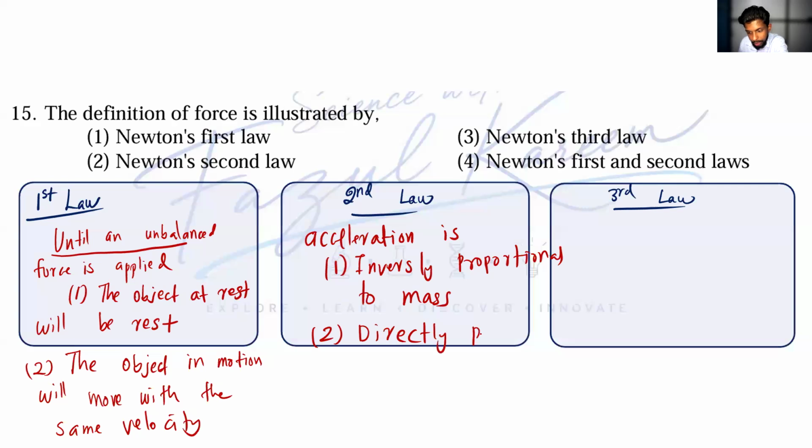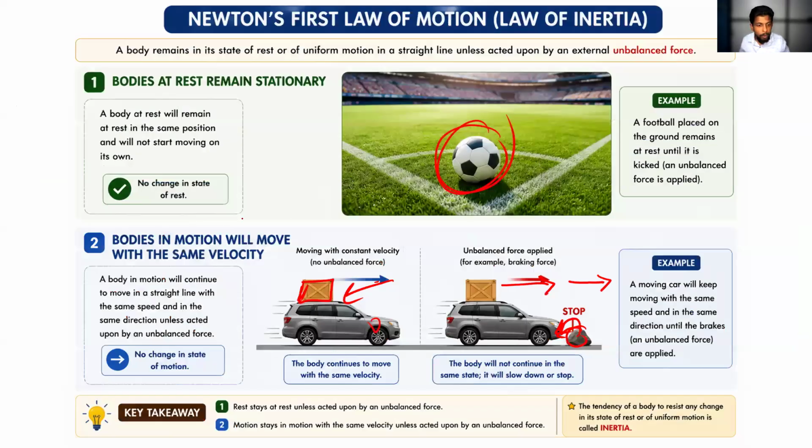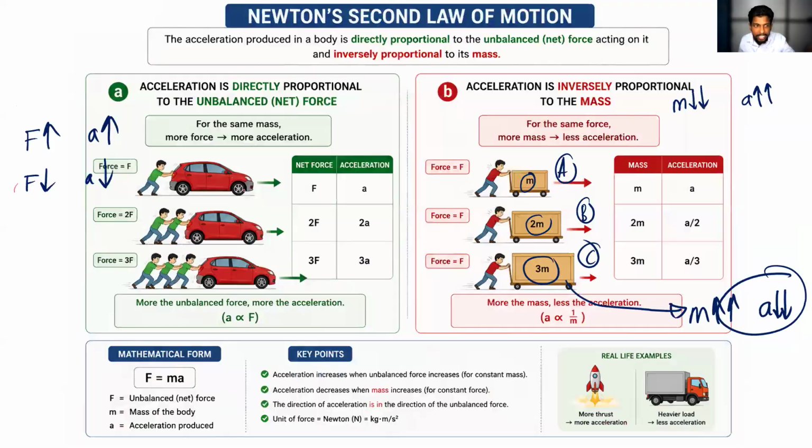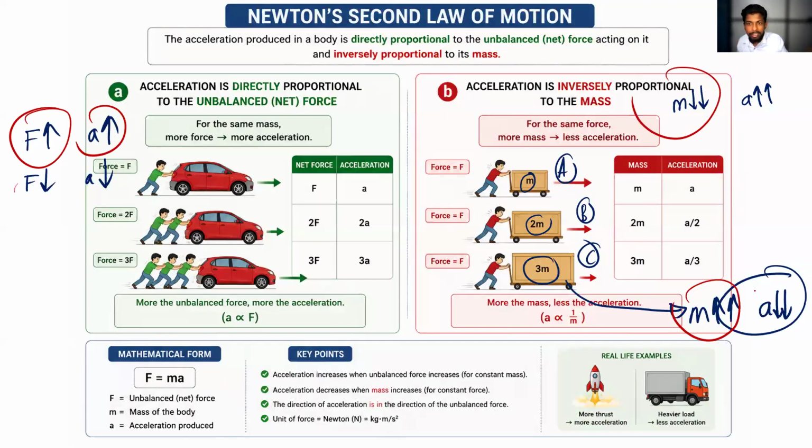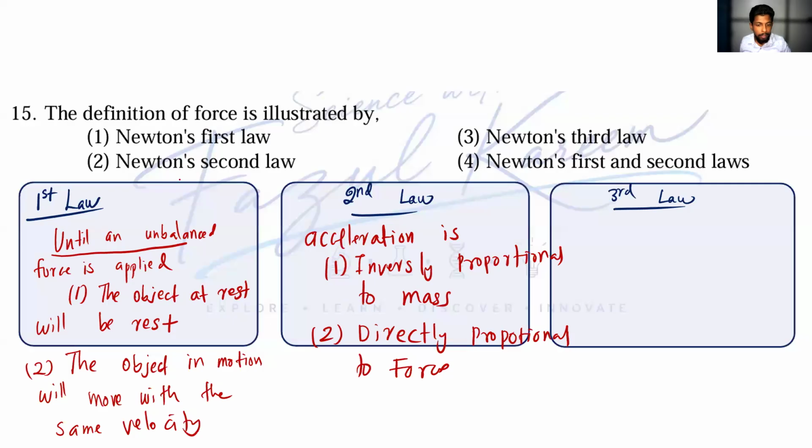Directly proportional to force. If the force increases, what happens? Acceleration also increases, right? Directly proportional. But if the mass increases, what happens? Acceleration decreases. This is called inverse, vice versa, oppositely proportional. Right. Third law, you know the third law.